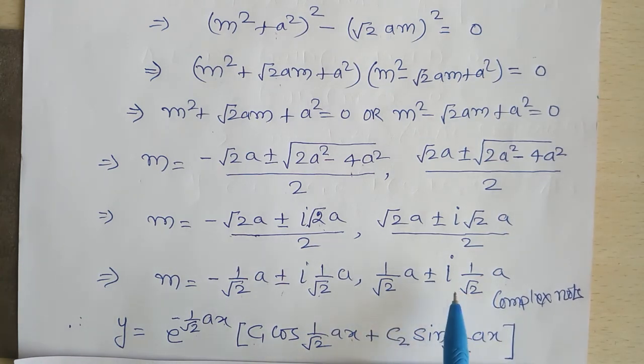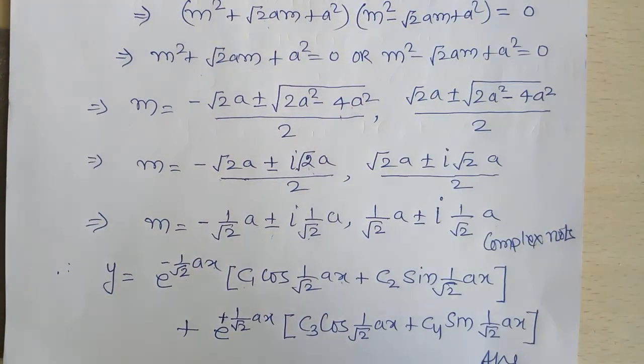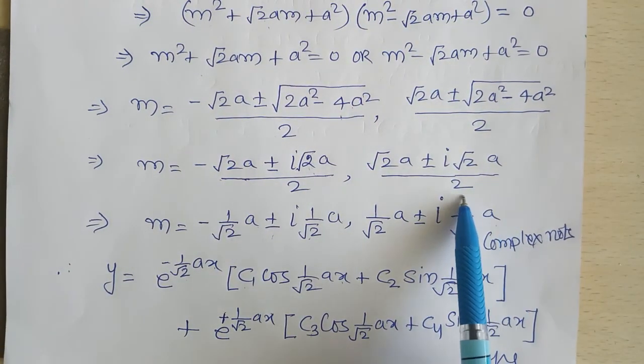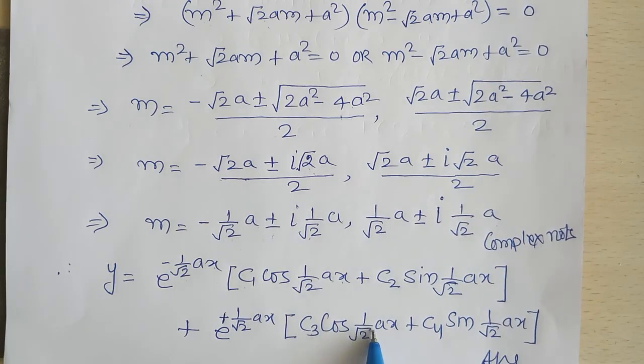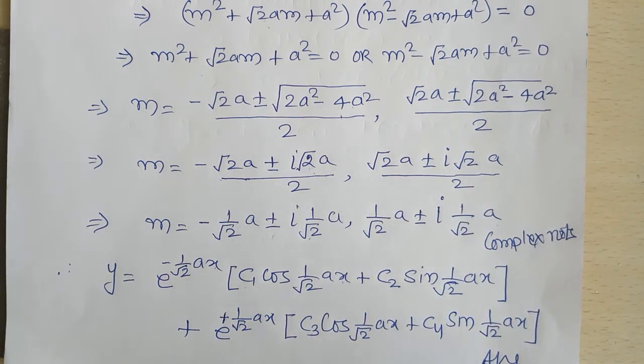And for these two roots, we write plus e power alpha x. Here alpha is 1 upon root 2a, so e power alpha x, now C3 cos beta x, here beta is 1 upon root 2a, plus C4 sin beta x, beta is 1 upon root 2a. So this is how we write the complementary function for complex roots.